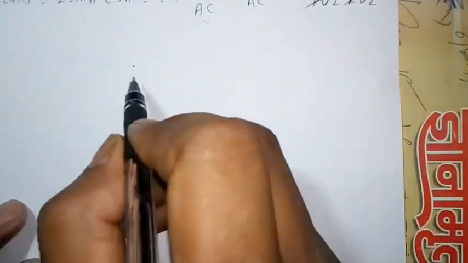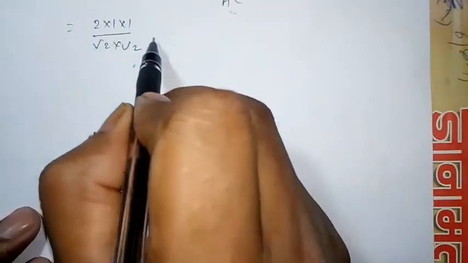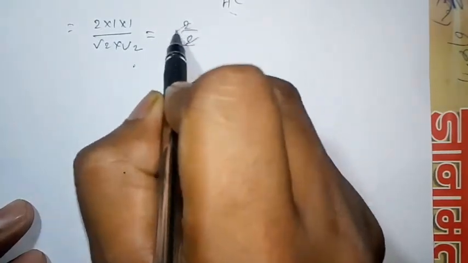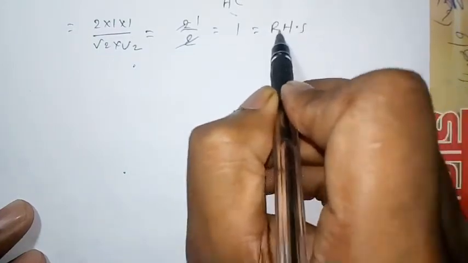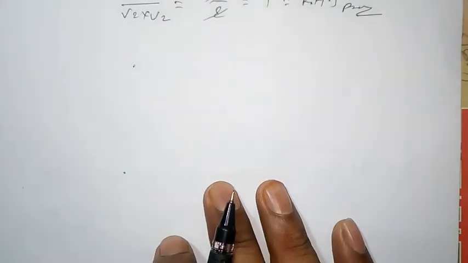K cancels, so it is equal to 2 into 1 into 1 by root 2 into root 2, is equal to 2 by root 2 into root 2, is equal to 2 by 2, is equal to 1, which is the RHS. Proved. Now verify. Question number 2.